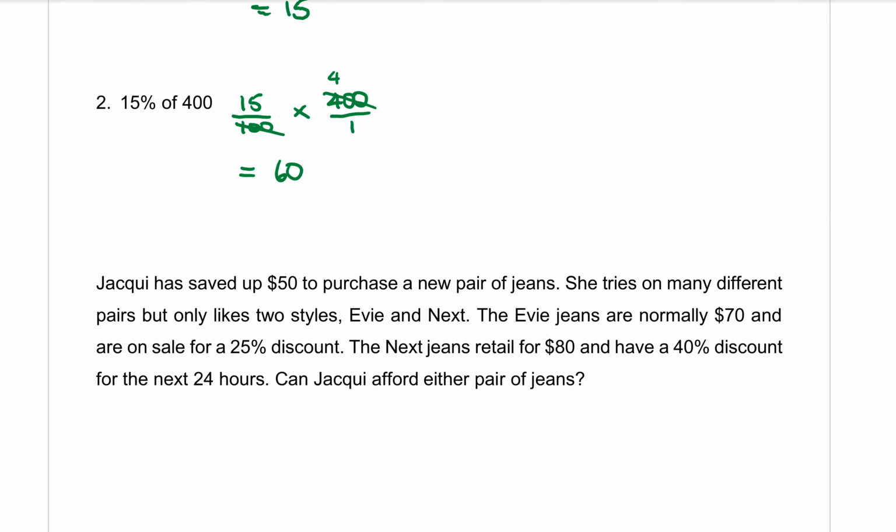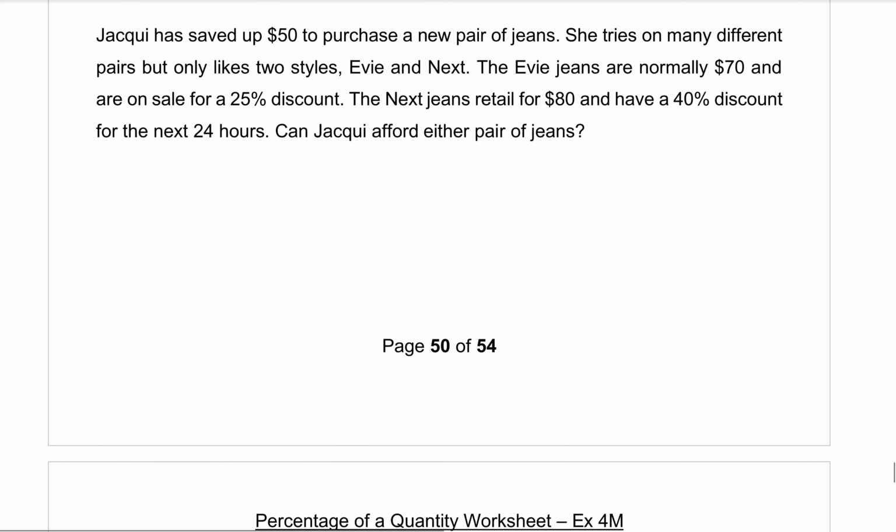Then we have a wordy problem here. Jackie has saved up $50 to buy a new pair of jeans. She tries on many different pairs but likes 2 styles, the Evie and the Next. The Evie jeans are normally $70 and are on sale for a 25% discount. The Next jeans retail for $80 and have a 40% discount for the next 24 hours. Can Jackie afford either pair of jeans?